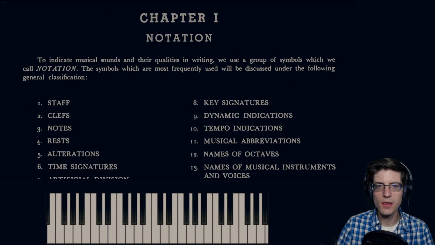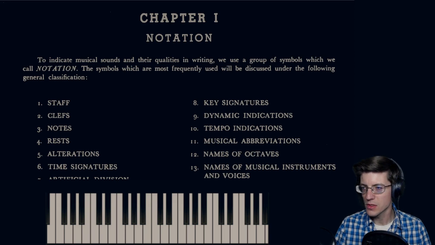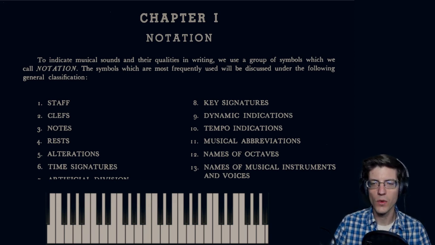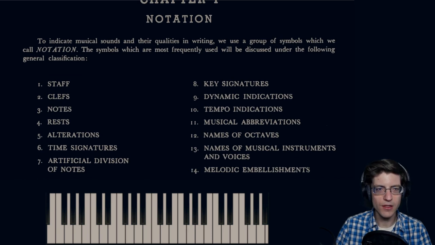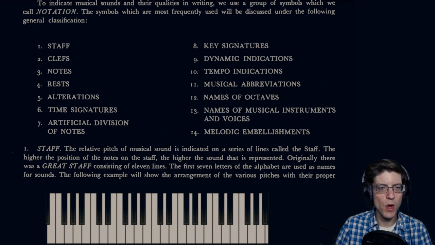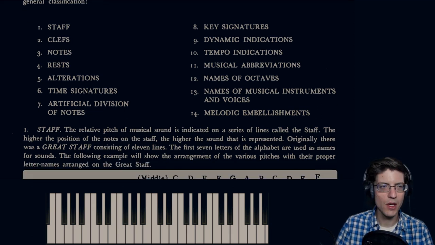Moving on to chapter one, notation. To indicate musical sounds and their qualities in writing, we use a group of symbols which we call notation. The symbols which are most frequently used will be discussed under the following general classification, which is staff, clefs, notes, rests, alterations, time signatures, artificial division of notes, key signatures, dynamic indications, tempo indications, musical abbreviations, names of octaves, names of musical instruments and voices, and finally, melodic embellishments. So today, we hope to get through sections 1 through 7. So essentially, this left-hand column.